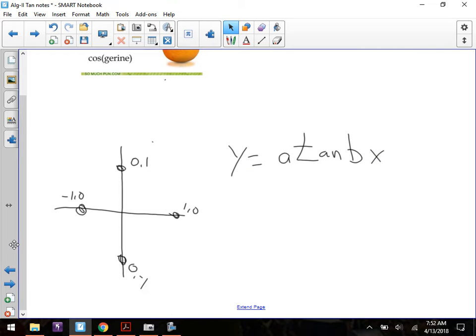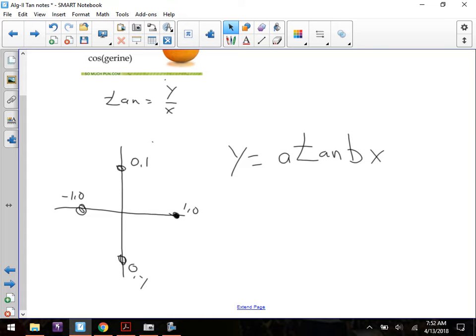So tangent is y over x. So that means we have to figure out where x is equal to 0. X is equal to 0 at pi over 2, 3 pi over 2. Okay with that? Now, if you think about it, when you're at 0, your tangent value would be 0, because you get your y value 0 divided by 1, which is 0.